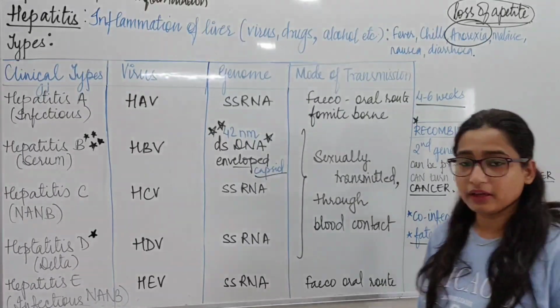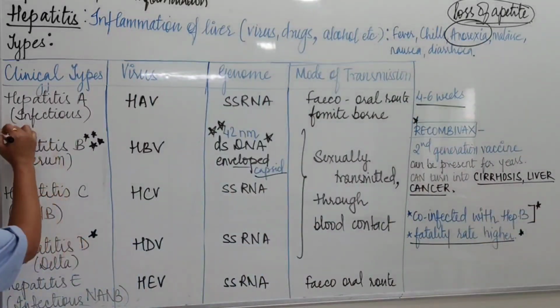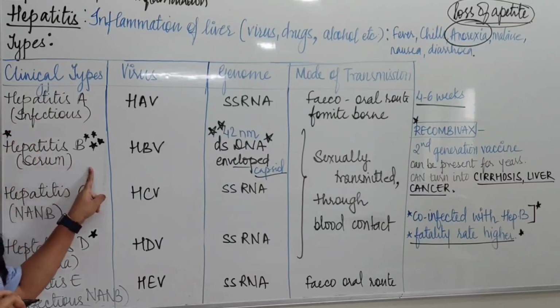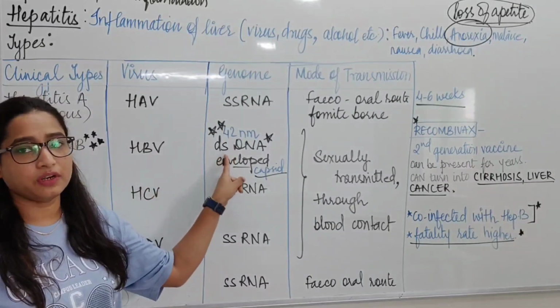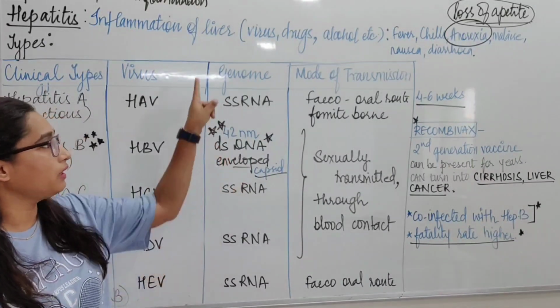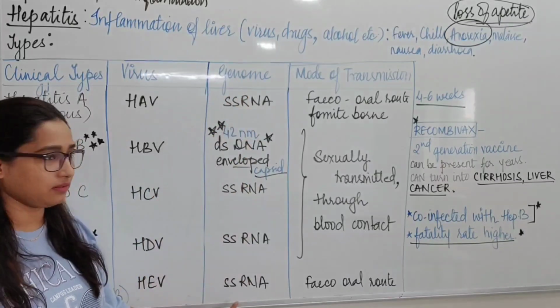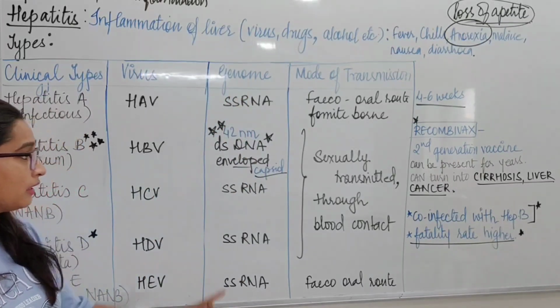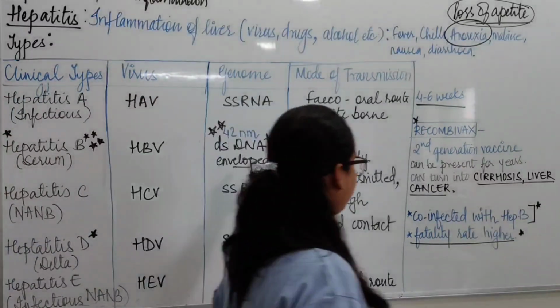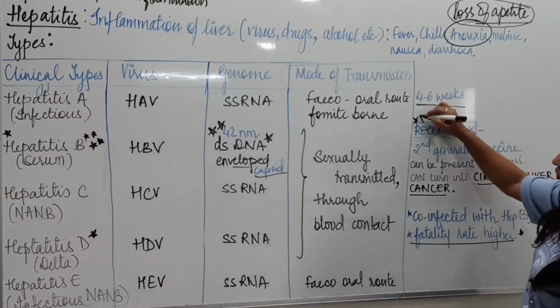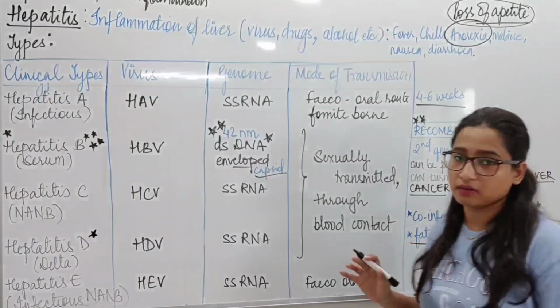Now, the main thing you have to remember is hepatitis B, because as an exception, it consists of a double-stranded DNA molecule as its genome. Others just have a single-stranded RNA molecule. This is sexually transmitted, right? And we have a second generation vaccine for hepatitis B.